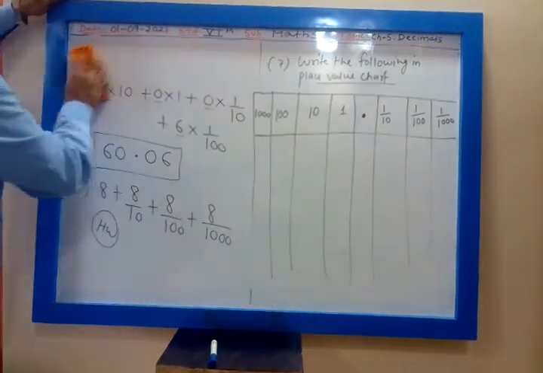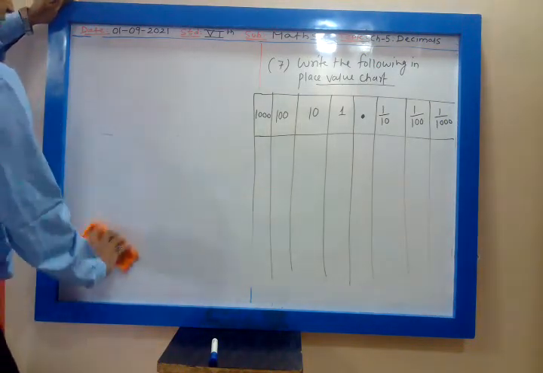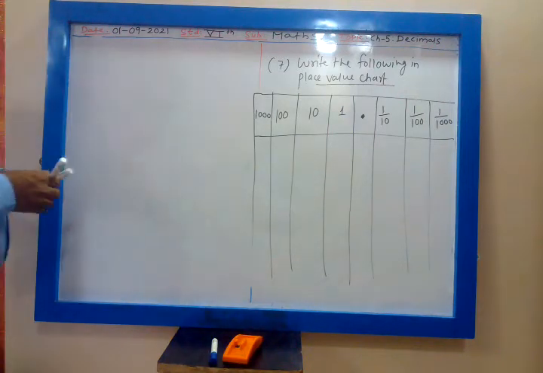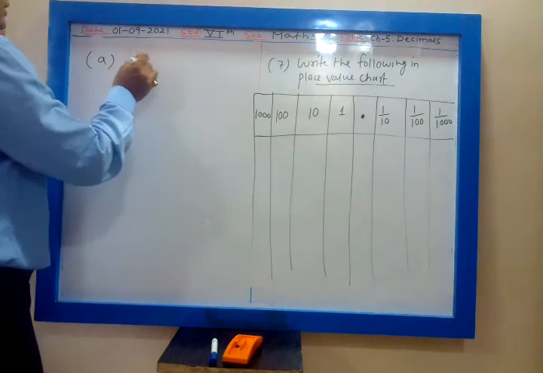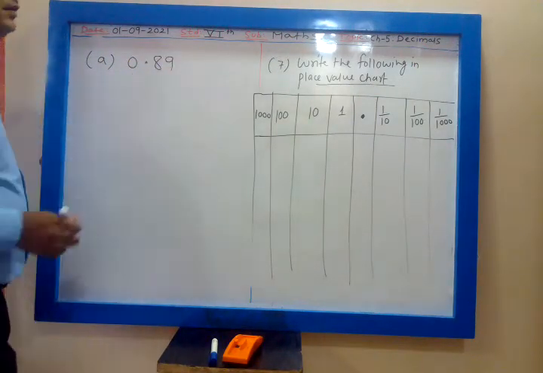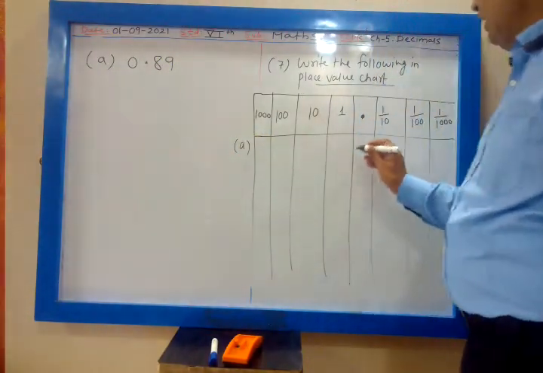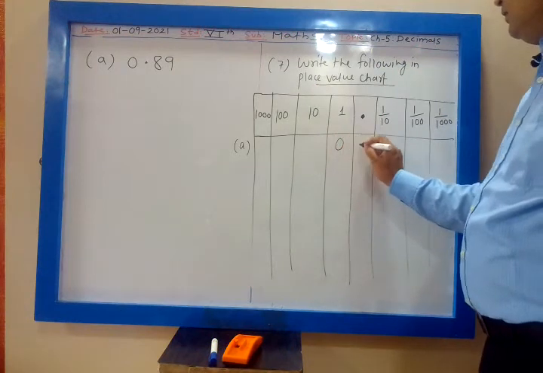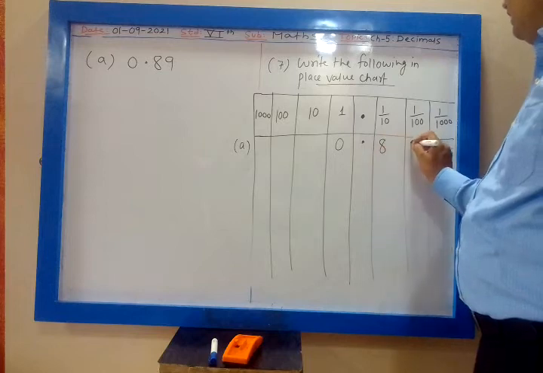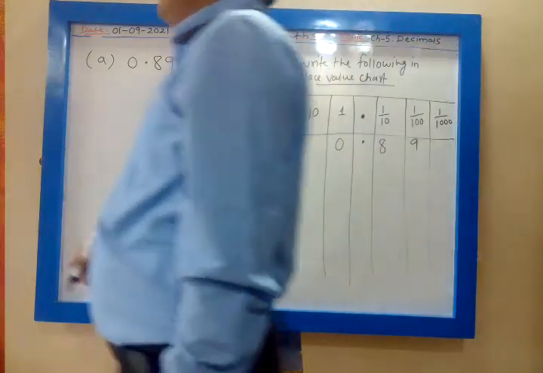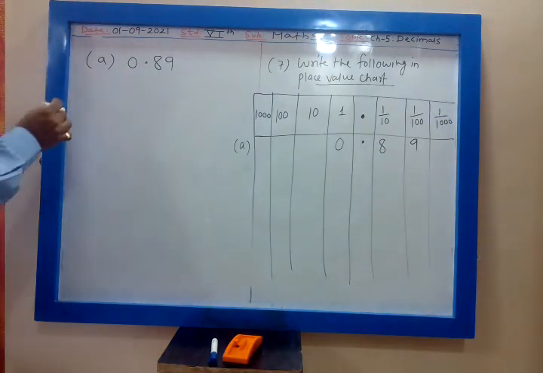All the problems we will solve together. A, B, C, D. Let us first see A. Make this chart. First is 0.89. So where will the 0 be? Tell me. 0 is in the ones place. It is clear. 0.89.